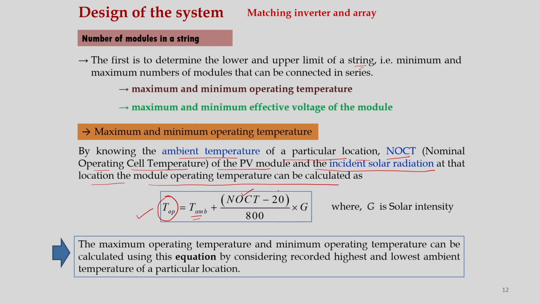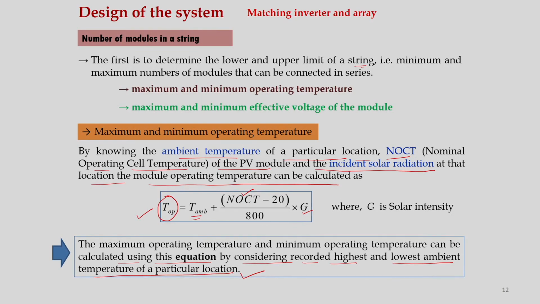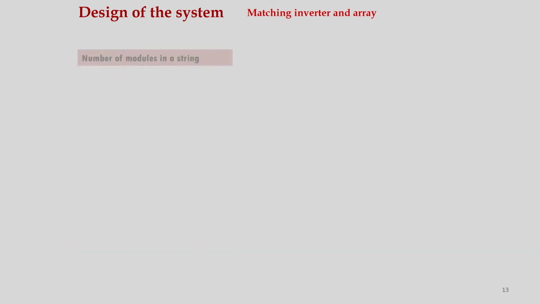Okay? So this is a standard formula you can use, and G is solar intensity, right? So the maximum operating temperature and minimum operating temperature can be calculated using this equation by considering recorded highest and lowest ambient temperature of a particular location. So if we know this temperature fluctuation, from that we can calculate what is the minimum operating temperature and maximum operating temperature, right? Let's move on to the next slides.